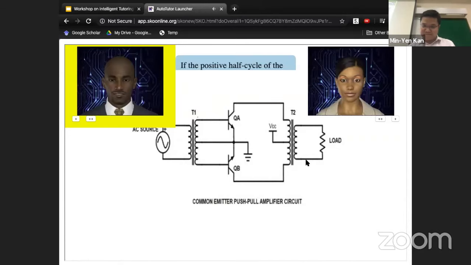If the positive half cycle in the input signal is at the positive terminal of transformer T1, why would transistor be stopped conducting?